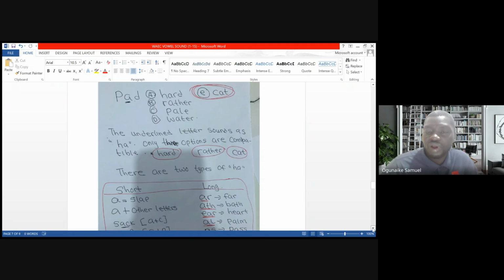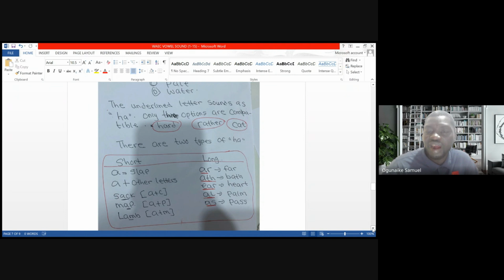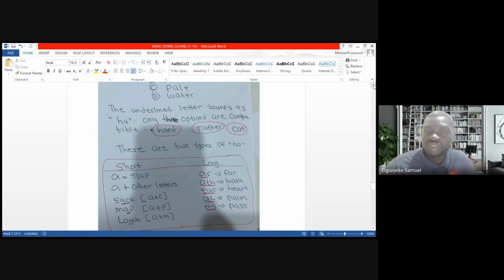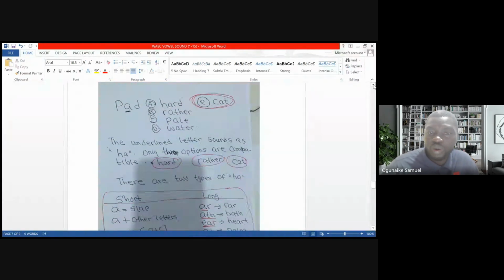AR will give you long, ATH, EAR, AL, AS, and that tells you it's a long R, meaning the day-long sound. If there's no long combination, then it must be short. A plus other letters are short. And when you go back to the question, then you know the answer is actually what? E, cats.